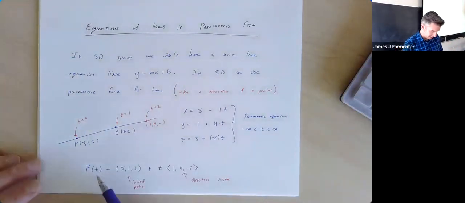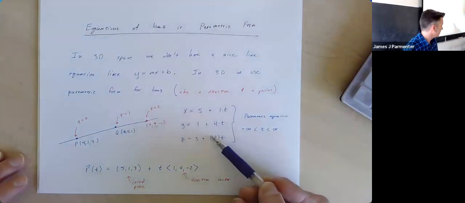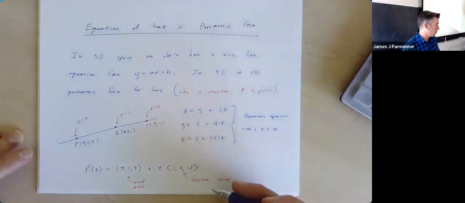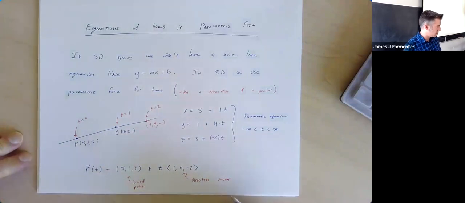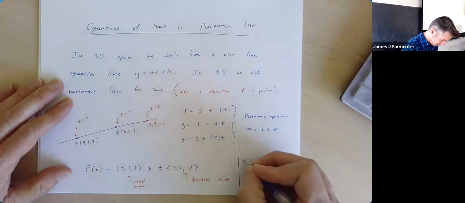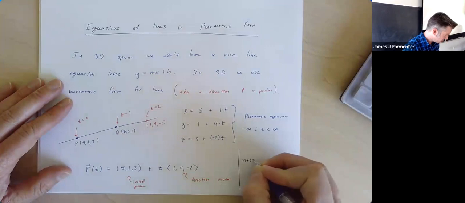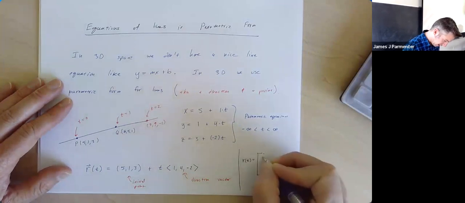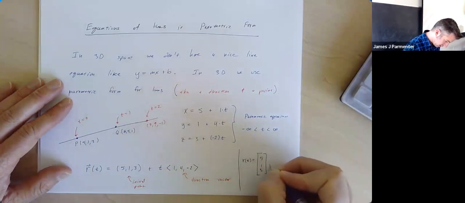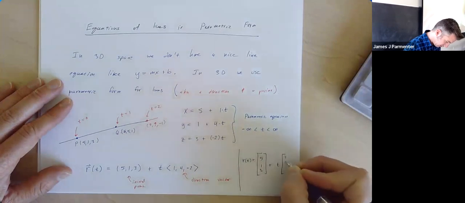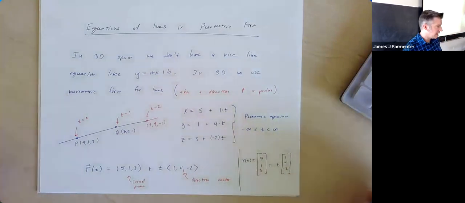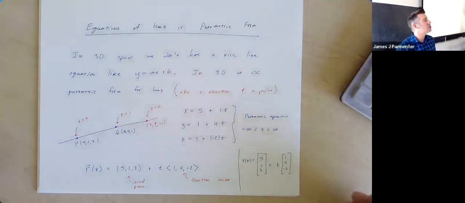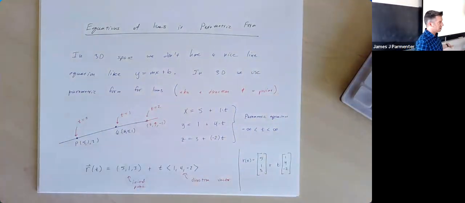Yeah. So there's probably, as with a lot of vector things, 2 or 3 perfectly good ways of writing this. You can write it like this. You can write it like this. You could use vertical vectors as opposed to horizontal looking ones. So if you really wanted to, you could write it like this: 5, 1, 3 plus t times 1, 4, negative 2. Anything goes, really. As long as you and your instructor agree on what you're doing, whatever works is whatever works.